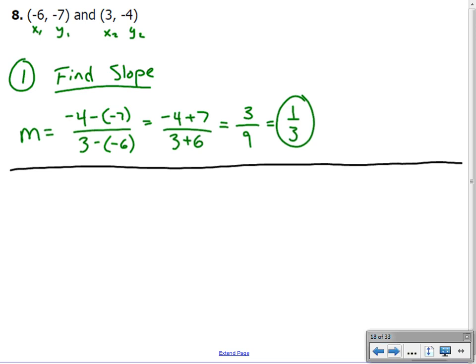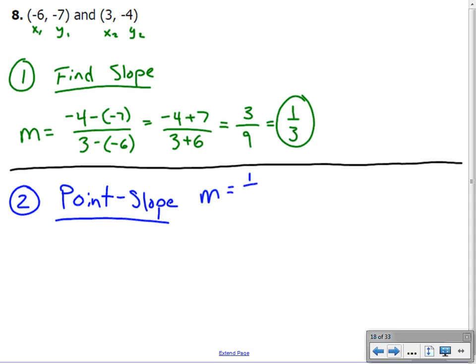And now we're ready for our second step. We're ready to use the point slope form. So we're going to take that slope we just found, okay, 1/3. We're going to use that with one of the points that we started with. Remember, choose the one with the smaller numbers. And we're going to substitute those values in to write the equation for this line.